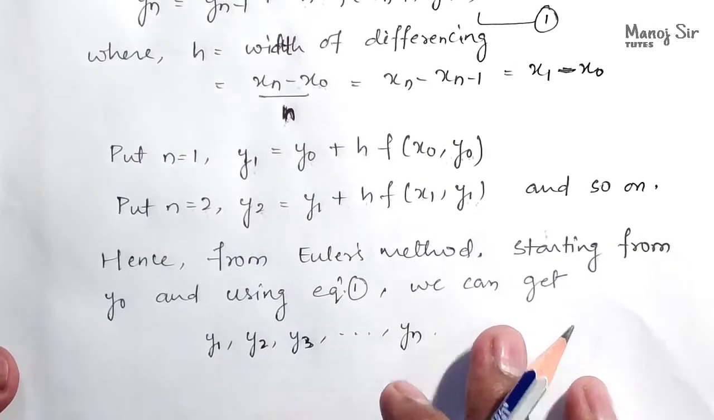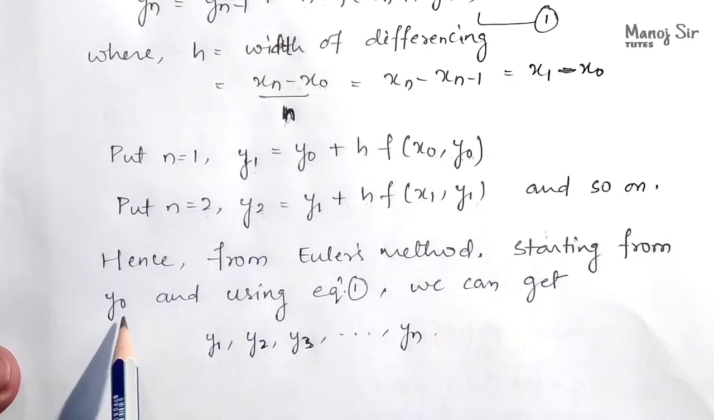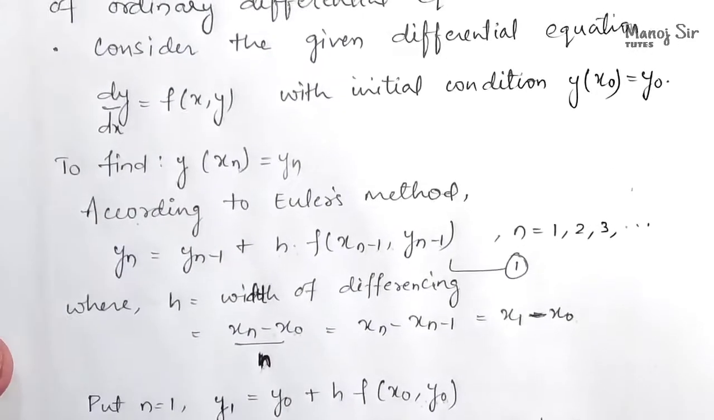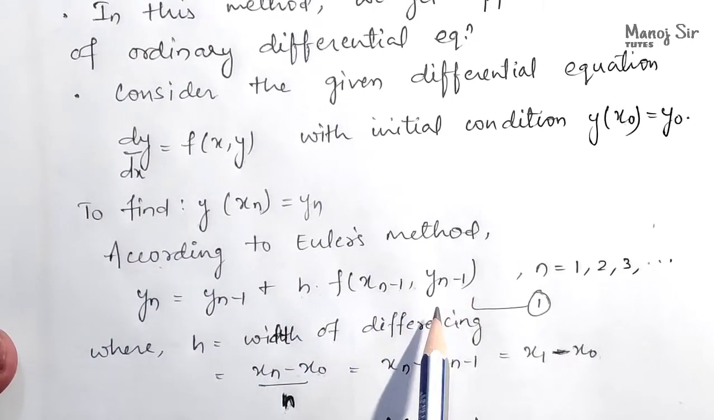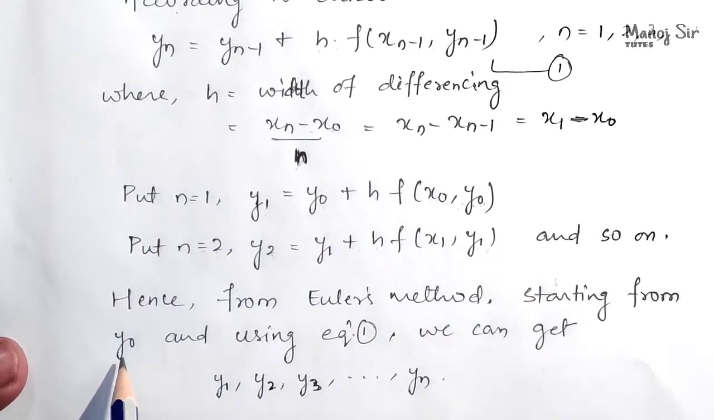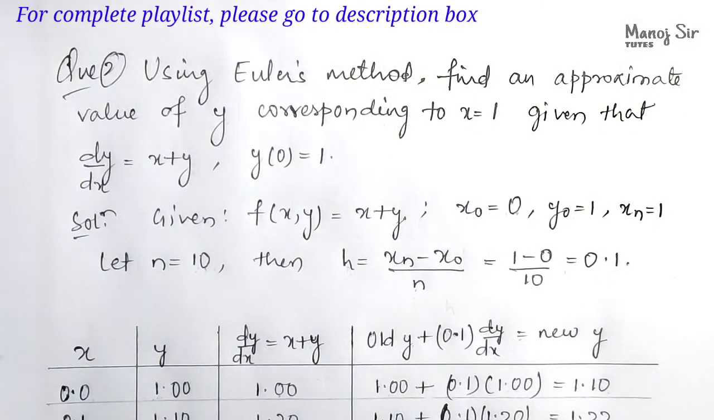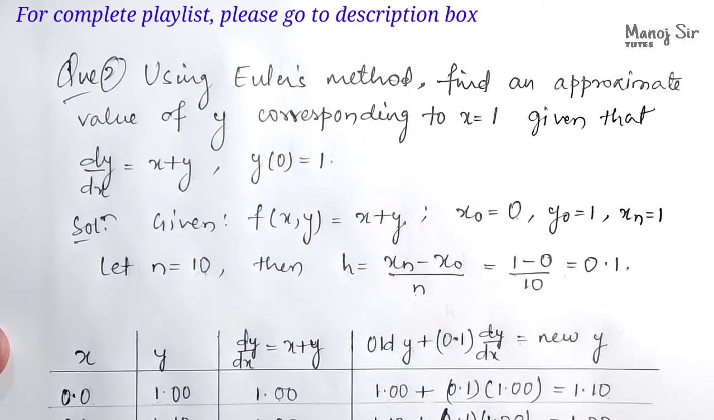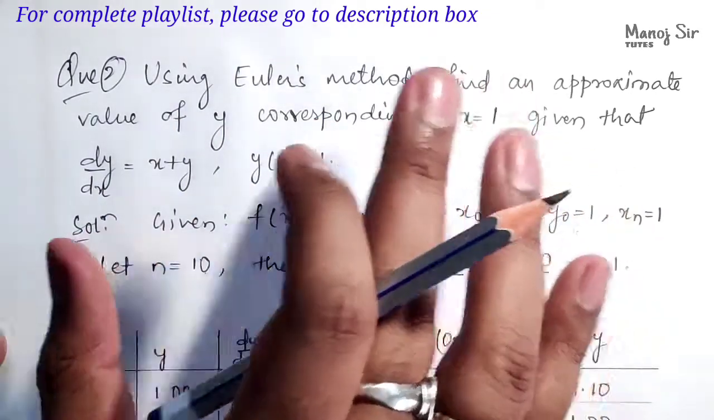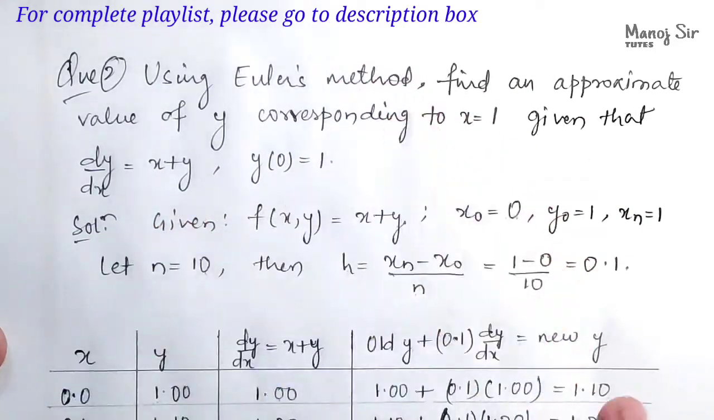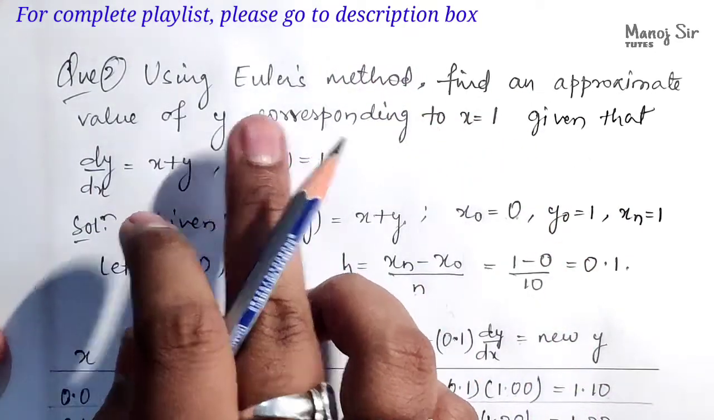So hence from Euler's method, starting from y naught and using equation 1, this is my equation number 1, we can find the values of y1, y2, y3 up to yn. Let us try to solve this very important problem. In this particular video, video number 6, I will be using a tabular format to solve this method.